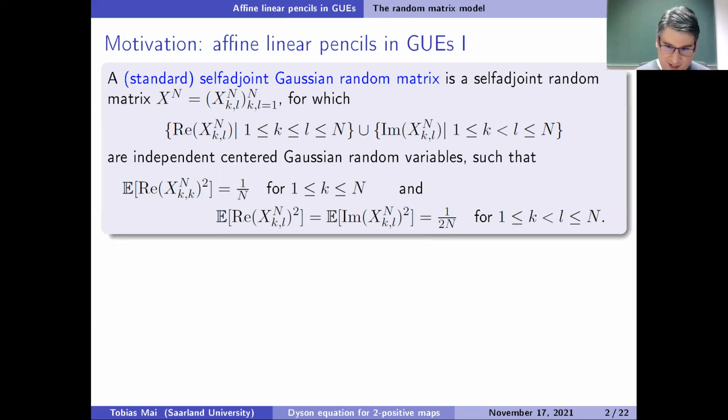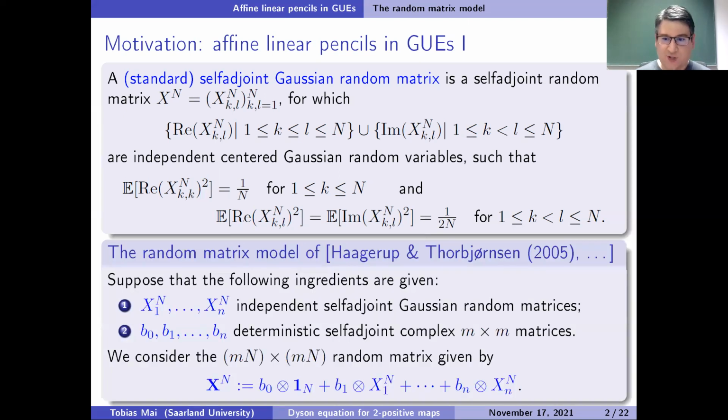But we will not deal with only one of such random matrices. We will actually involve more of them. And as soon as you have more of these random matrices, you can start producing more complicated random matrices out of them. Here is the following random matrix model, which played a crucial role in the work of Haagerup, Thorbjørnsen, and also the work of Haagerup and Thorbjørnsen with Schultz.